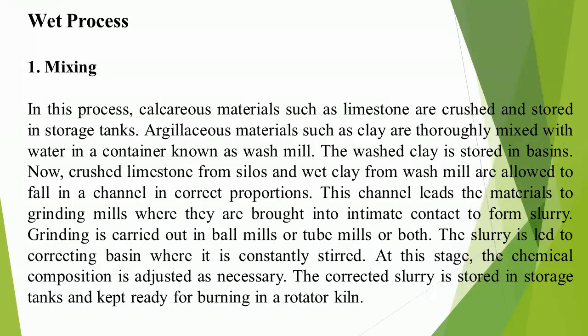Now, crushed limestone from silos and wet clay from the wash mill are allowed to fall in a channel in correct proportions. This channel leads the materials to grinding mills where they are brought into intimate contact to form slurry. Grinding is carried out in ball mills or tube mills or both. The slurry is led to a correcting basin where it is constantly stirred. At this stage, the chemical composition is adjusted as necessary. The corrected slurry is stored in storage tanks and kept ready for burning in a rotary kiln.